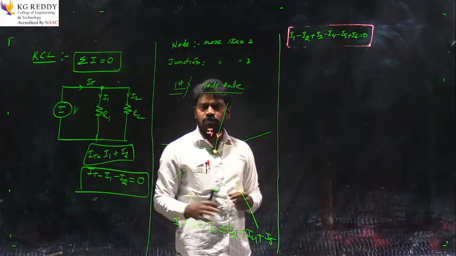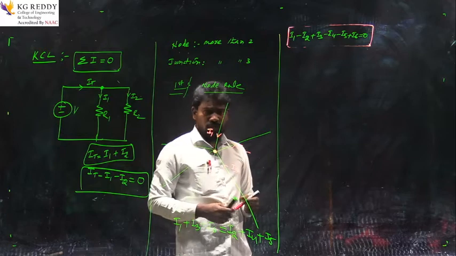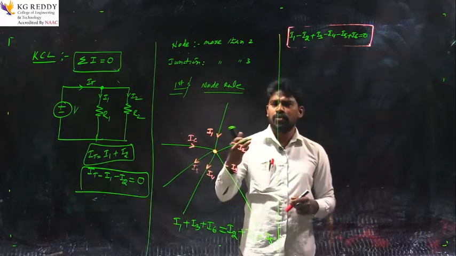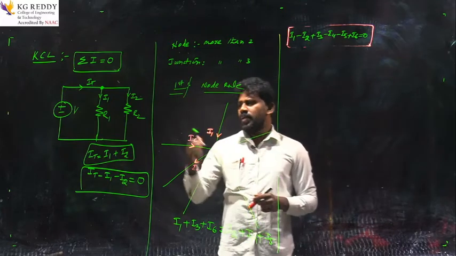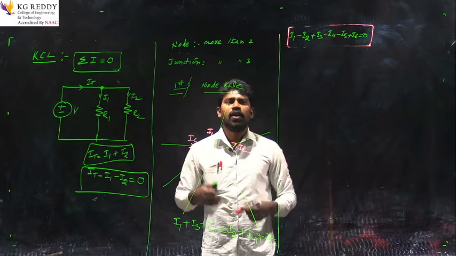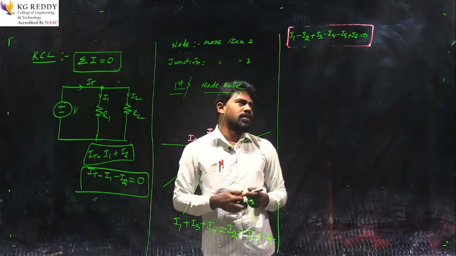0. Okay. The main intention of this Kirchhoff current law is to find the unknown current in any electrical element, unknown current or known current.